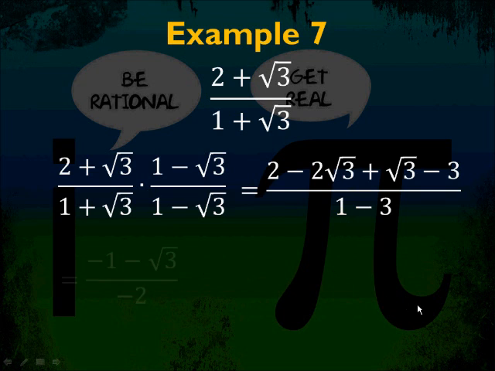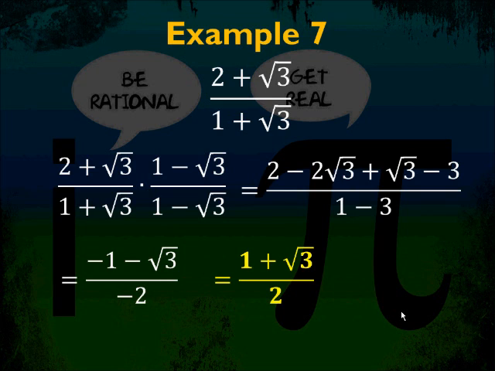Now we just combine like terms, and you get negative 1 minus root 3 over 2, and you can split that into two fractions, or you can just get rid of the negative sign. So you get 1 plus radical 3 all over 2.